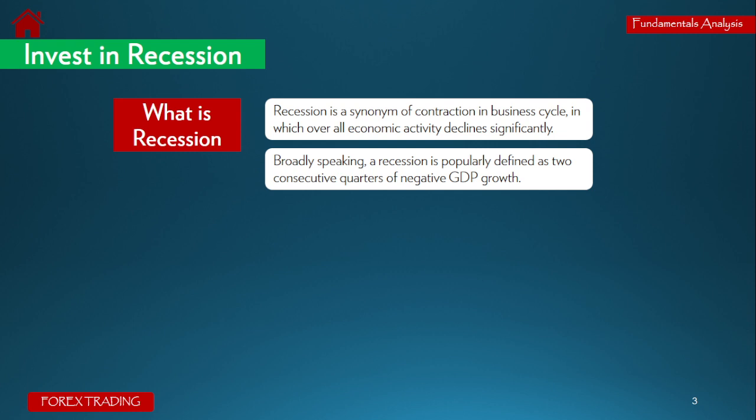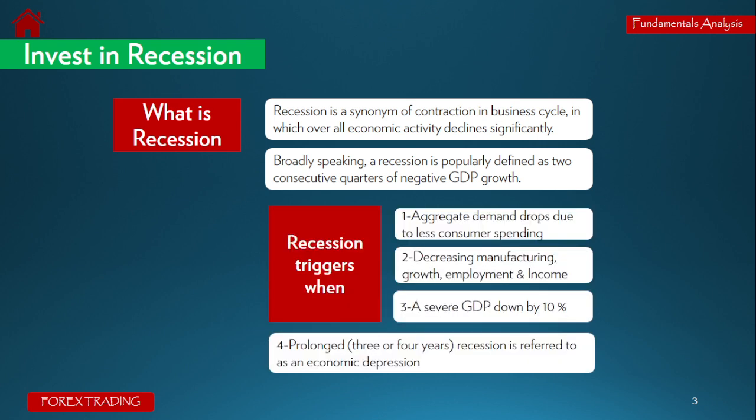Recession is another name for contraction, a business cycle phase in which overall economic activity declines significantly. Broadly speaking, a recession is popularly defined as 2 consecutive quarters of negative GDP growth. There are four factors that trigger recession. Number one, aggregate demand drops due to less consumer spending. Number two, decreasing manufacturing, decreasing growth, decreasing employment and income. And then there is severe negative GDP growth of about 10%. This is one of the main indicators of recession.